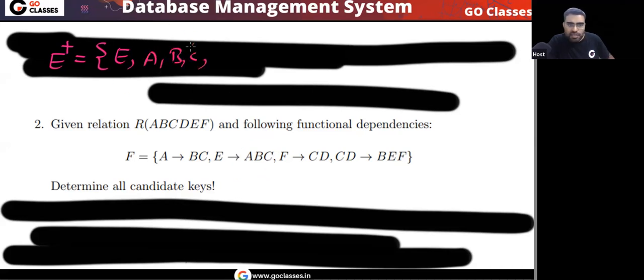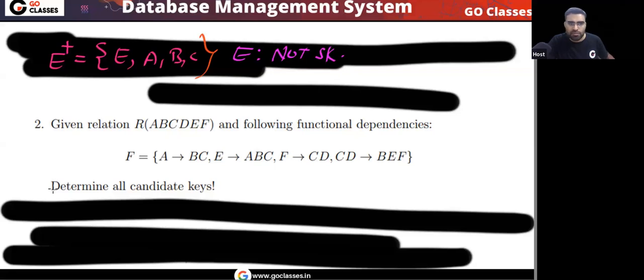What else? These 4 people, what can they bring? They can bring A, B, C, E. What else can they bring? That's it. They cannot bring anything else. Agree? So E is not a super key. I can say this E is definitely not a super key.